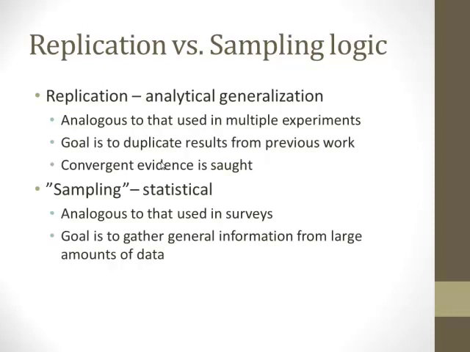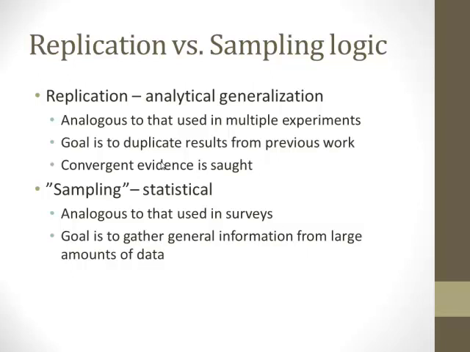So there's this concept of replication versus sampling logic. Sampling is statistical. We try and gather as much information as possible, large amounts of data, so we can have relatively narrow confidence intervals in our results. But what we're after in case study designs is really replication. We call it analytical generalization. This is analogous to what would happen if we did a controlled experiment, or a randomized experiment, in many different places, and we would simply try and figure out whether the results replicated themselves.